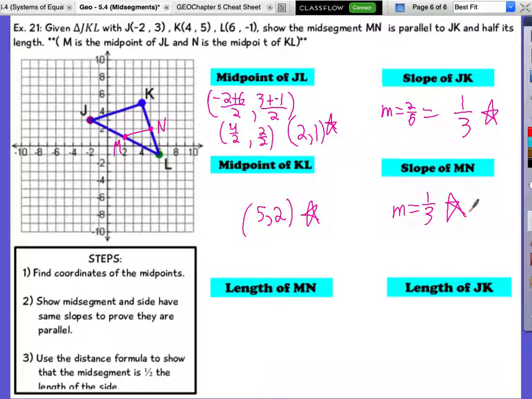Pause there to make sure we're all at the same point here. Okay, so is the midsegment parallel to that third side, JK? Yeah, how do we know it? Same slope. Okay, that's going to be important here in a minute. Now we need to find their lengths. How do we find the length of something?